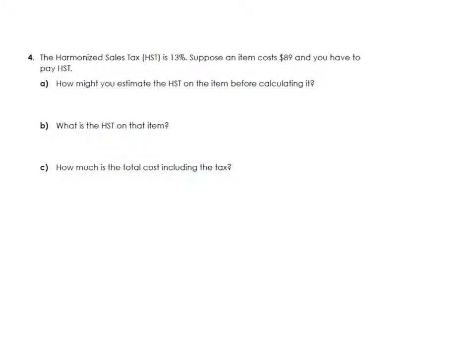Alright, so number 4, the harmonized sales tax HST is 13%. Suppose an item costs $89 and you have to pay HST. How might you estimate the HST on the item before calculating it? So you could do this very similarly to how I did it in the previous slide. Just calculate 15% of the product. So, 10% of $89 or 90, I'll round it. 10% of 90 is $9. And then 5% of 90 is going to be $4.50 because 5% is half of 10% and half of 9 is $4.50.